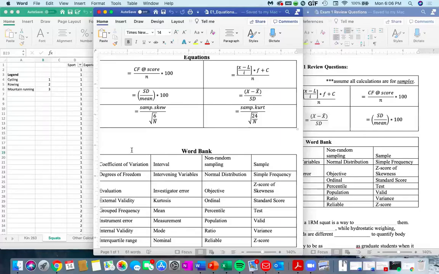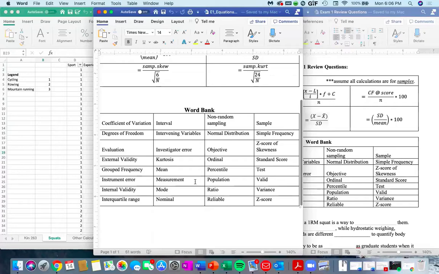So yeah, this is going to be shared. I'll email this to you guys. And then the word bank is going to be exactly as it is. So hopefully those help, at least targeting different terms that you should know.